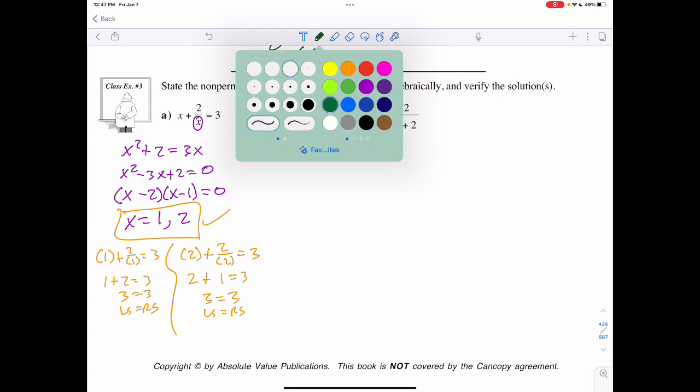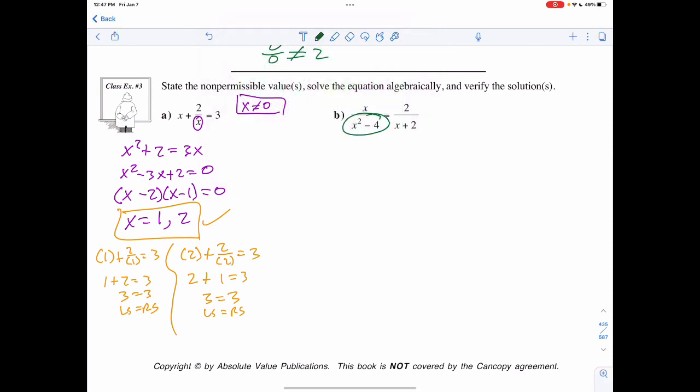When I get to example B, I'm going to factor this down to start and state that I have x over x plus 2, x minus 2 is equal to 2 over x plus 2. And that's going to tell me that x cannot equal positive or negative 2.